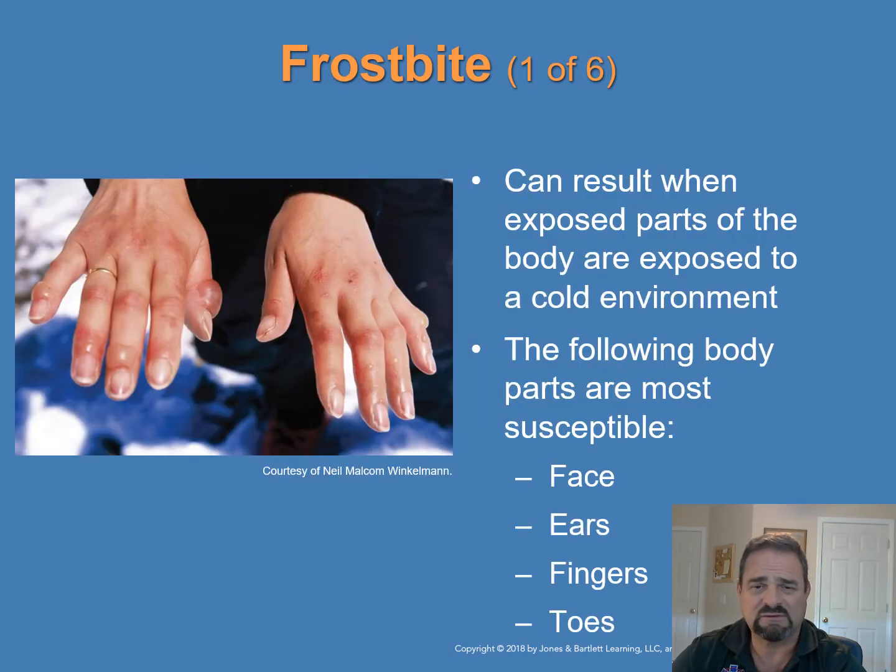All right, so let's talk a little bit about cold type of emergencies. We're going to start with frostbite. It can result when exposed parts of the body are exposed to a cold environment. As you can see, they look blistery, white, and swollen. You can see a large blister here on the thumb. These are pure evidence of frostbite. So you need to take a look at it and make sure these are all body parts that are susceptible to it: the face, the ears, the fingers, and the toes.